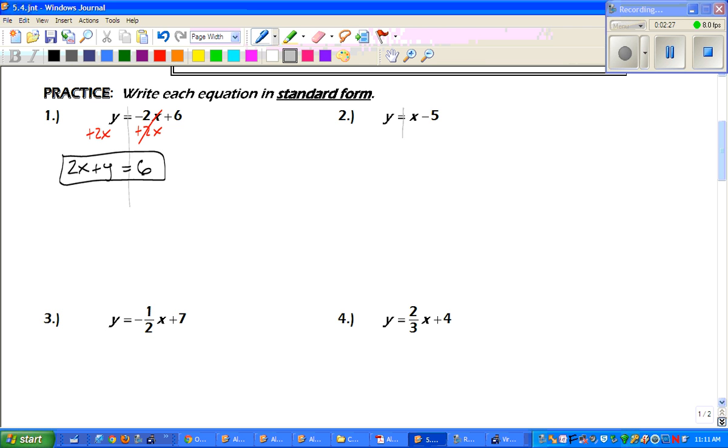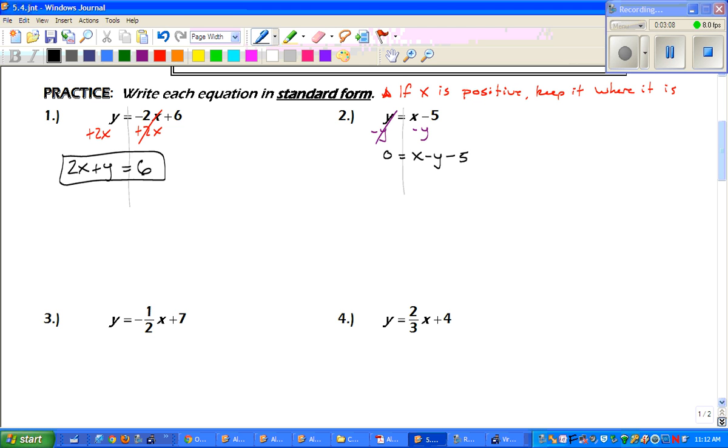All right, let's look at the next one: y equals x minus 5. They're not on the same side, but here is something we need to know. If x is positive, we're going to keep it where it is and just move everything else. What that looks like is we have to move the y, so we get 0 equals x minus y minus 5.